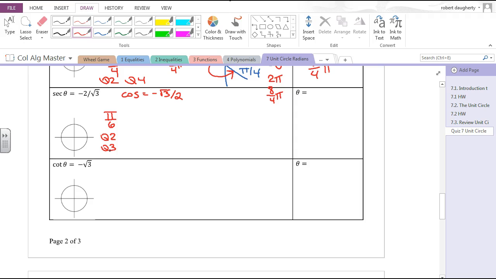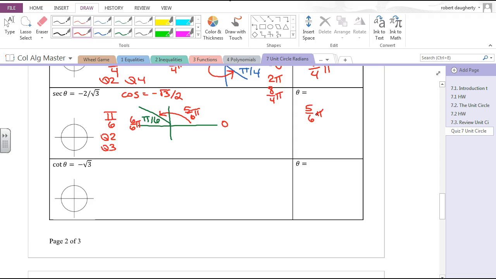So what does pi over 6 look like in quadrant 2 and quadrant 3? So I'll just draw this out. Pi over 6. I need to find the angle that measures from 0 over to that terminal side. This is 0. This is 6 over 6 pi. That means this angle has to be 5 over 6 pi. So 5 over 6 pi.